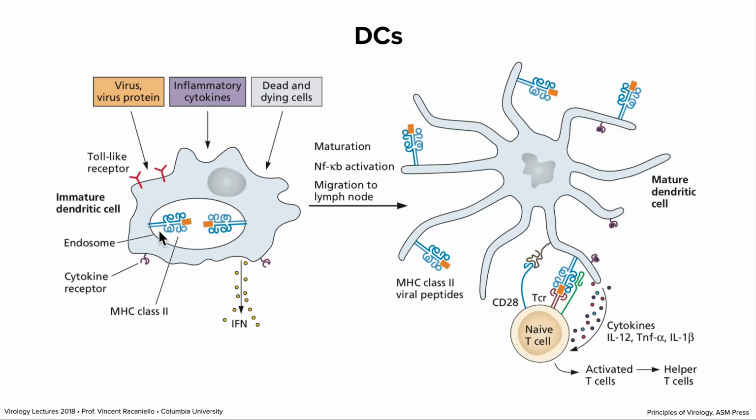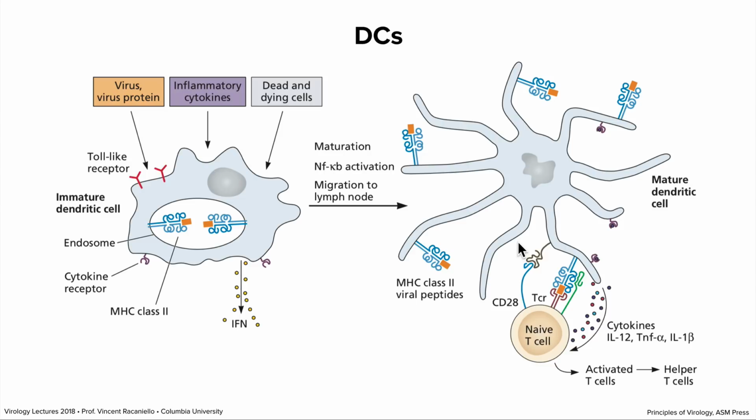So again, imagine that this immature dendritic cell is at an epithelial surface that's infected. It can sense virus or virus protein via toll-like receptors, either at the cell surface or by taking them up by endocytosis. It can be activated by inflammatory cytokines produced by the infected cell or by parts of dead and dying cells that are picked up. So these can then produce interferons, which can further amplify the antiviral effect of interferons. And all of this will cause the dendritic cell to mature and migrate to the lymph node.